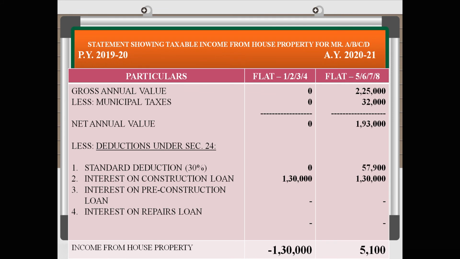In the table also, you can see that I have not given you 8 columns. We have only 2 columns. First column flats 1, 2, 3, 4, which are self-residential, and another column for 5, 6, 7, 8, which are let out. And for self residential flats, for the first 4 we put 0, you already know.